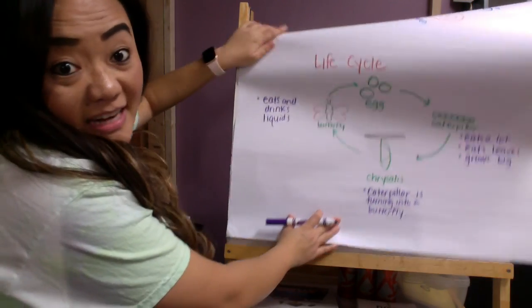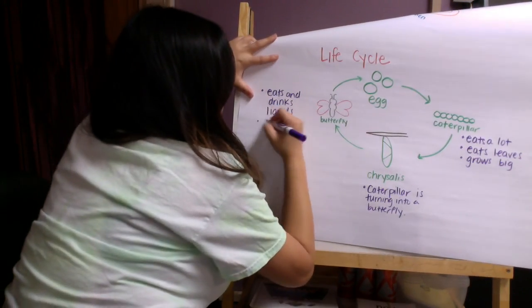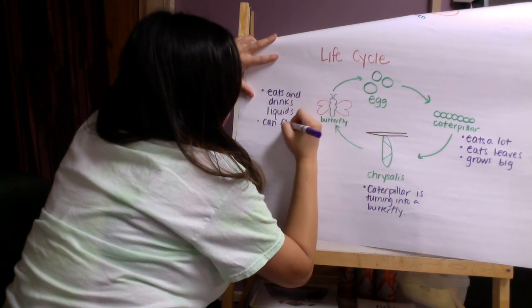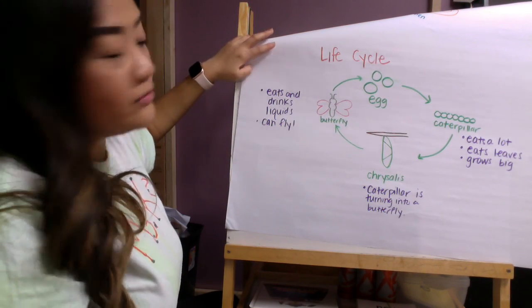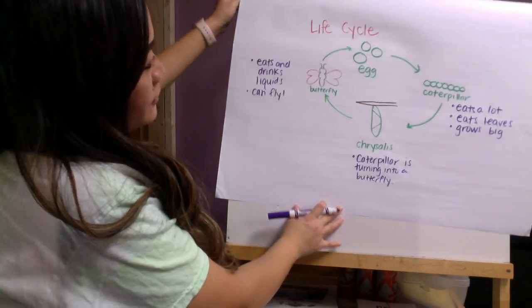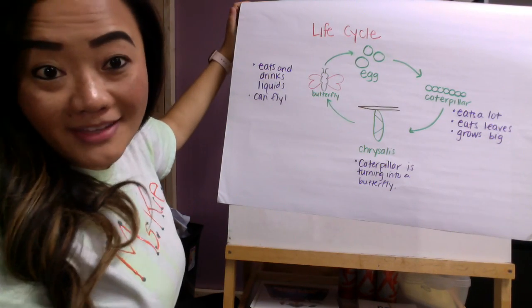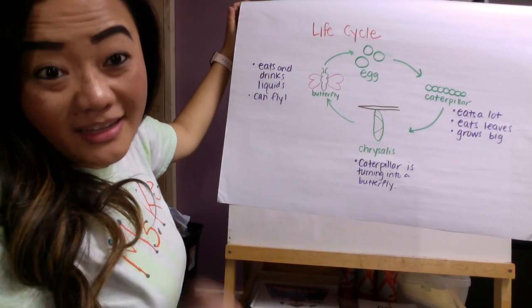And then it can fly now, right? Can fly. Okay? And can the caterpillar fly? No, right? All right. So those are some things that we learned about butterflies. Now we're going to write some sentences.